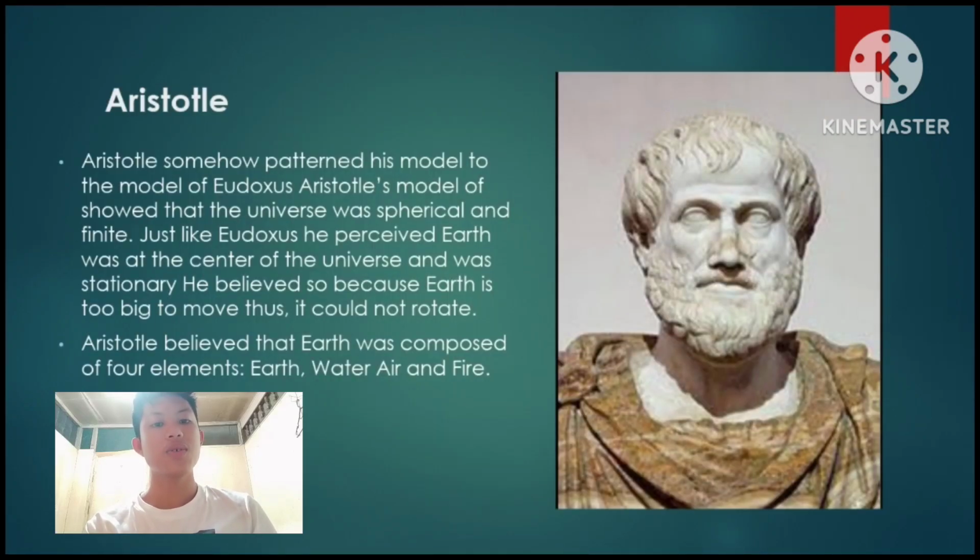Aristotle somehow patterned his model after the model of Eudoxus. Aristotle's model showed that the universe was spherical and finite. Just like Eudoxus, he perceived Earth to be at the center of the universe and stationary. He believed so because Earth is too big to move, thus it could not rotate. Aristotle believed that the Earth was composed of four elements: earth, water, air, and fire.